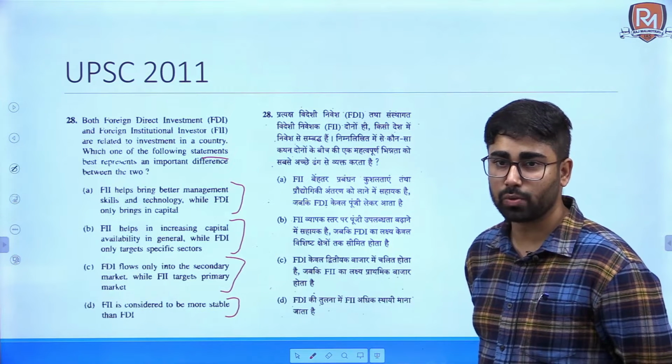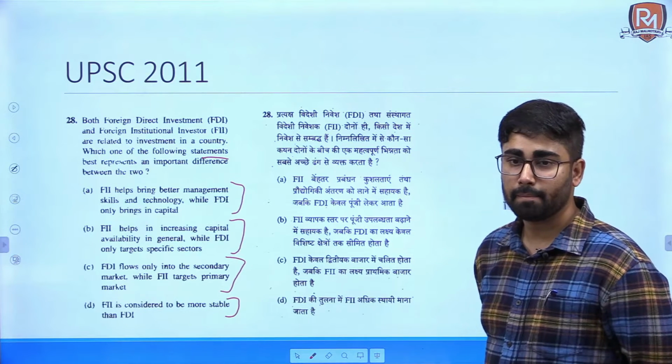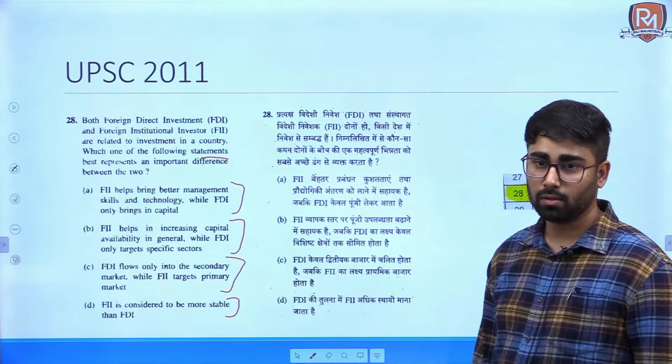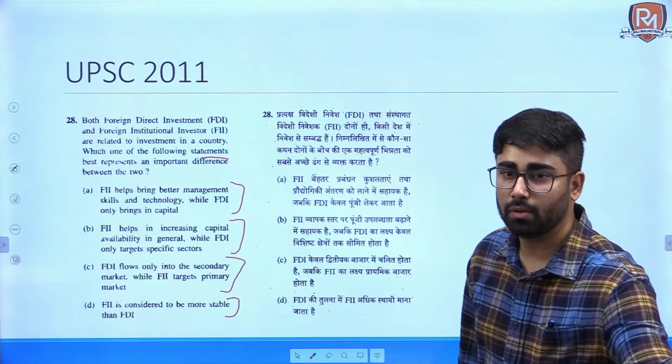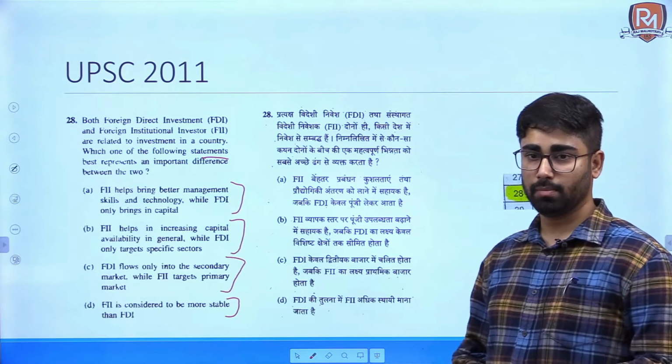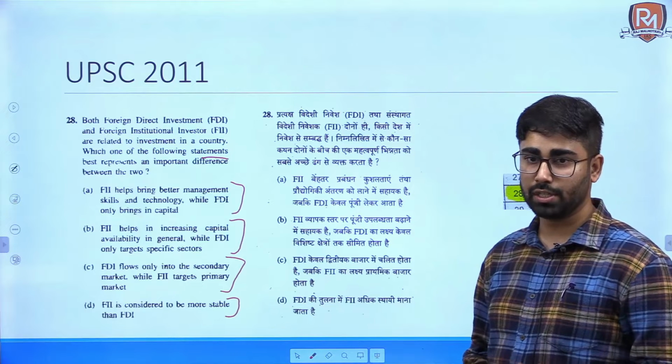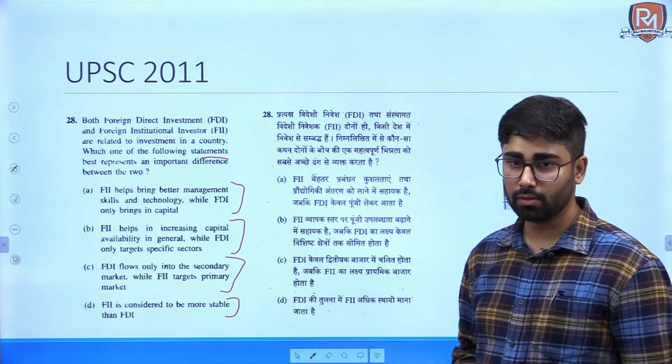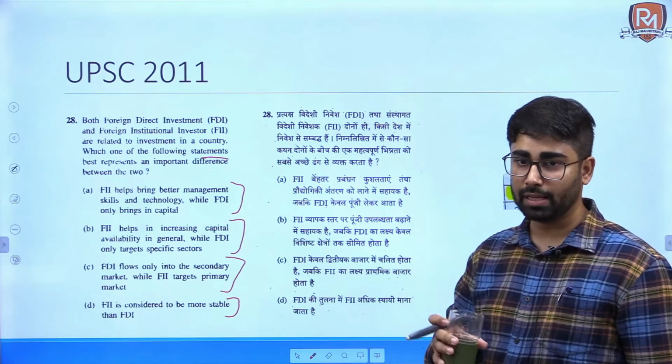What is the answer of this question? Kanu is saying B, Pitu is saying B, Mishra is also saying B, Rushi is also saying B. Okay, good. Olivia is also saying B.